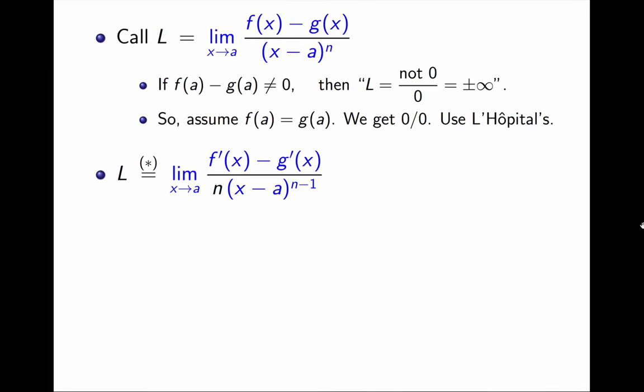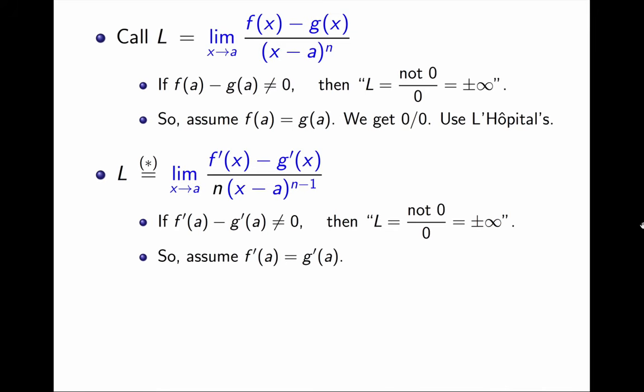Now, we are exactly in the same situation as before. Assuming n is large, the denominator has limit 0. The numerator has limit f prime of a minus g prime of a, because f prime and g prime are continuous. If f prime of a minus g prime of a is not 0, I get a non-zero number over 0. The limit is plus or minus infinity, possibly different on the left and on the right. The use of L'Hopital's rule was legal and L is not 0.